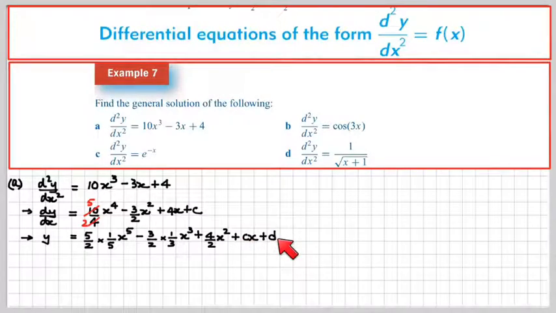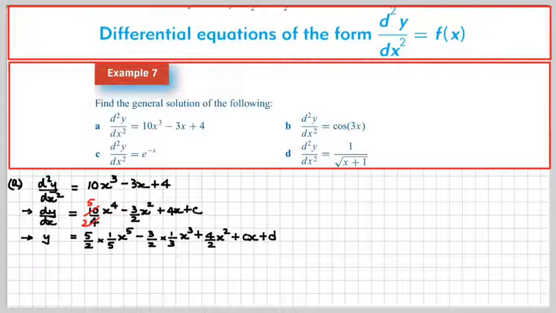You don't want to use c again because that would be saying the constants of integration are the same, and that's by no means true. They could be completely different constants of integration. The only thing we need to say about c and d is that they could be any real numbers, members of the real number set.